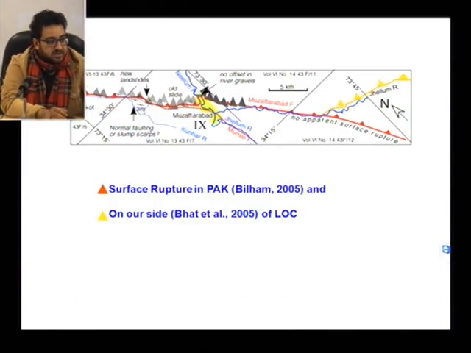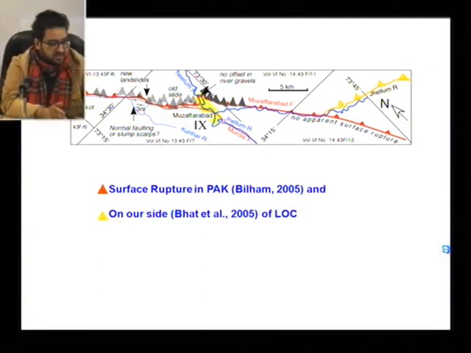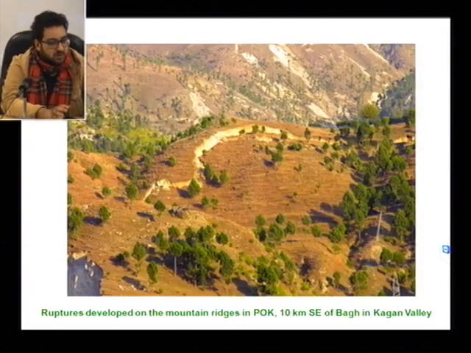This is a cross section showing the surface rupture, when the fault comes across the ground surface and yields outside. This is beyond the scope of this discussion today. I'll just be talking about disasters and earthquakes. This is a picture from Kangan Valley in Bagh in Pakistan occupied Kashmir. You can see the intensity of the earthquake. The whole chunk of mountain has moved down.